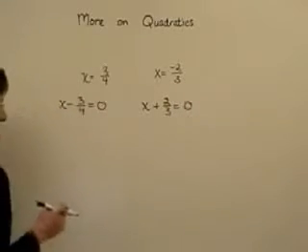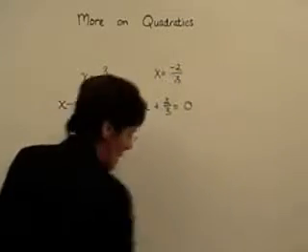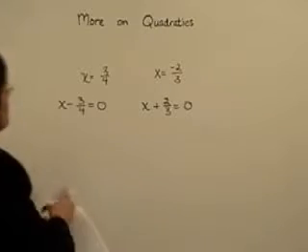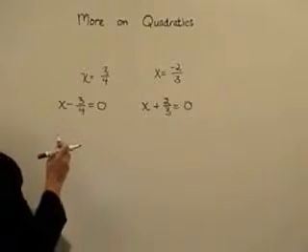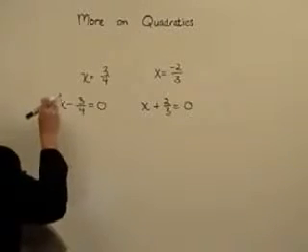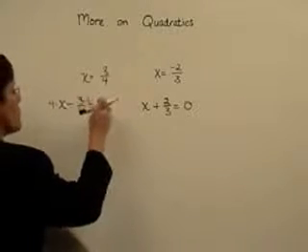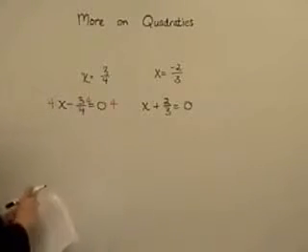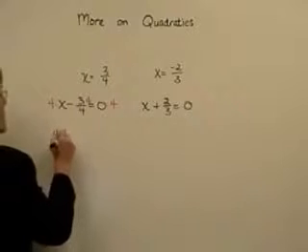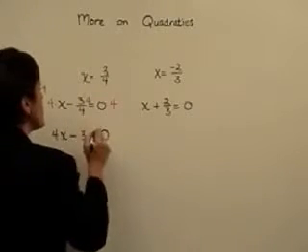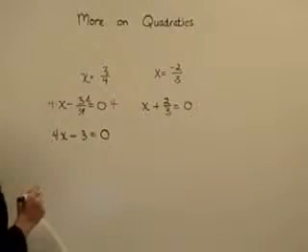What I would suggest you do at this point, unless you can see this, is go ahead and multiply both sides of the equation by the LCD. So I'd multiply this by 4, and that by 4. Well, what that gives me then is 4x minus 3 equals 0, because those 4's cancel out.